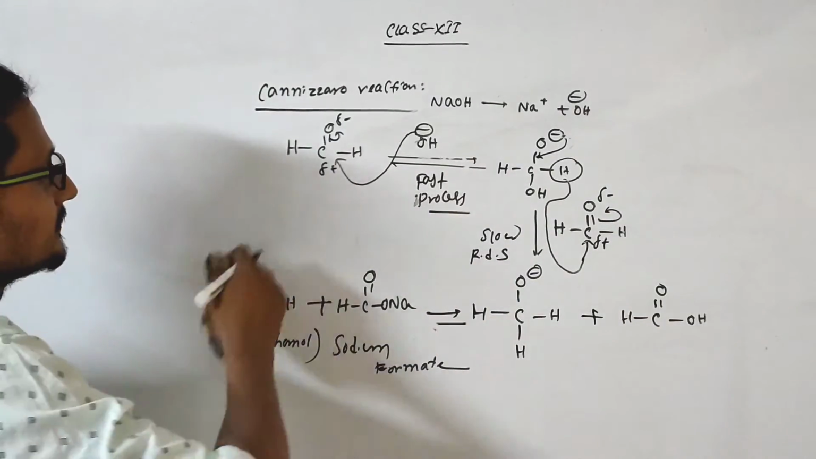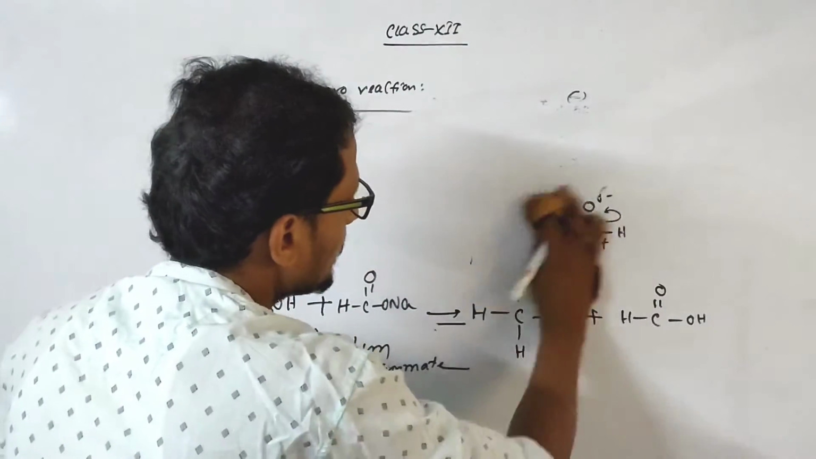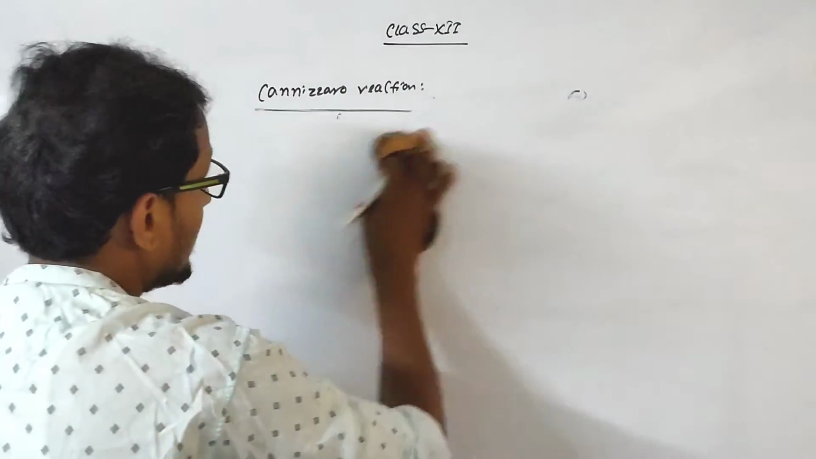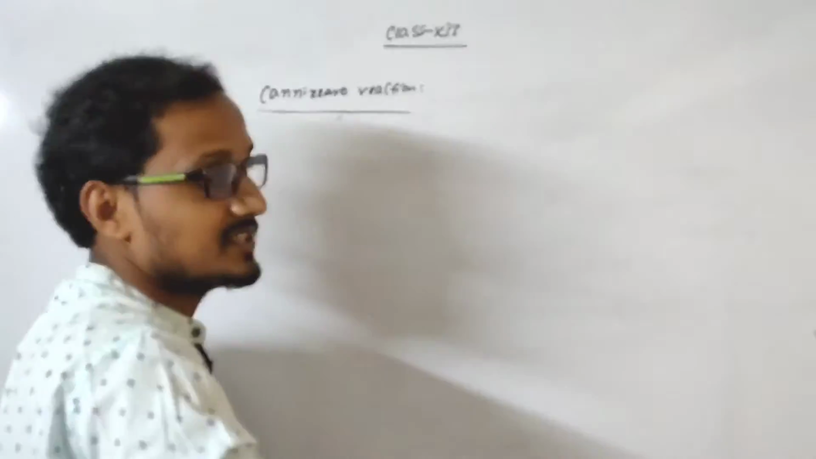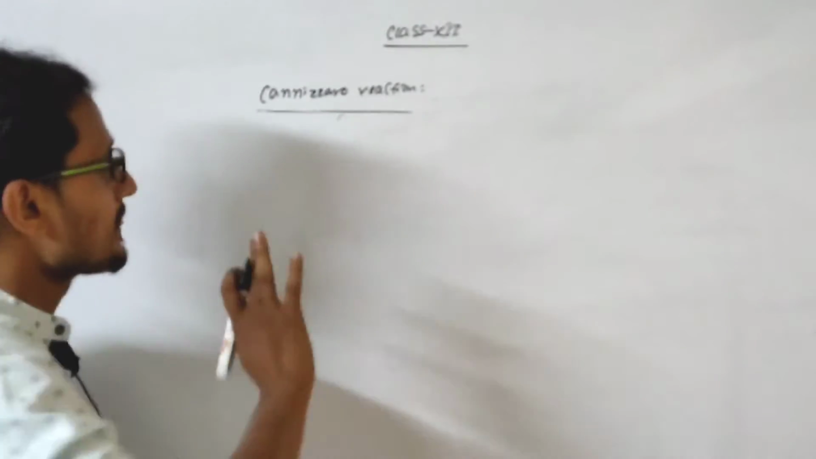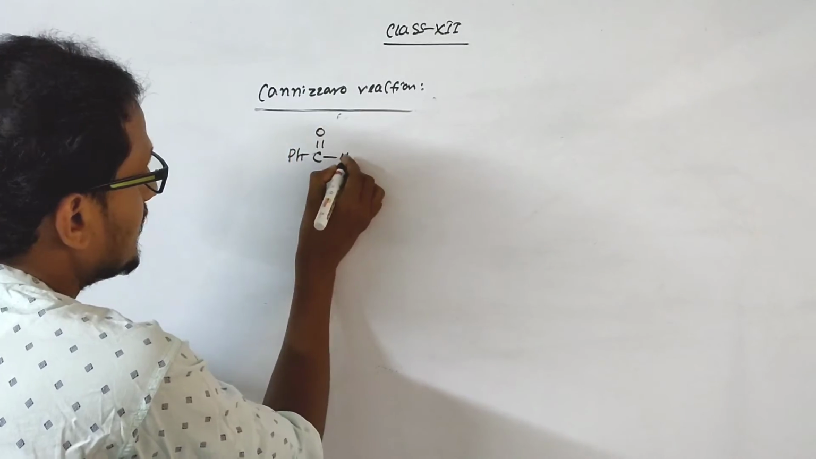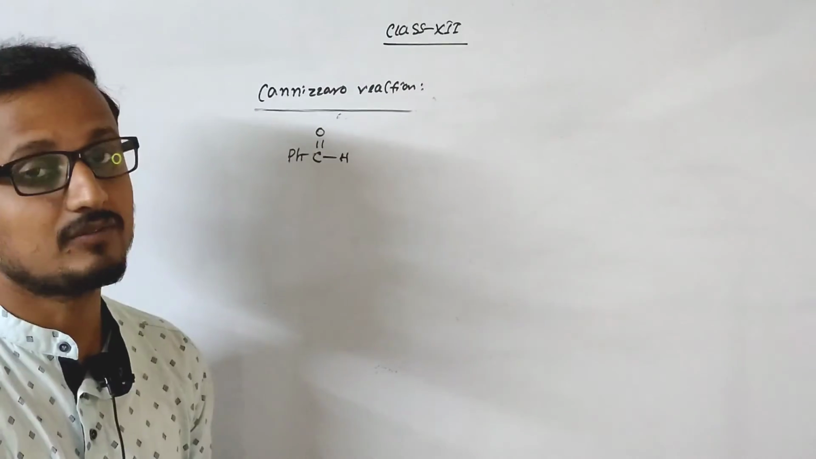So I am using this one. Now we have seen that formaldehyde can take part in the Cannizzaro reaction. Now benzaldehyde can also take part in the Cannizzaro reaction. This is an aromatic aldehyde, benzaldehyde, which is nothing but this one. Now this benzaldehyde doesn't have any alpha hydrogen.